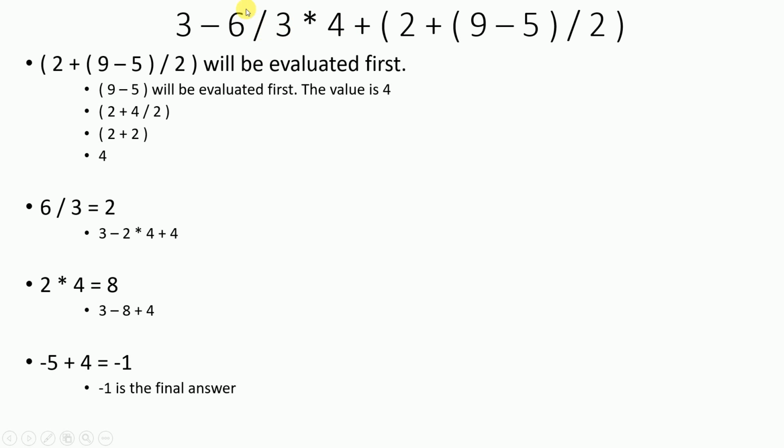Now 6 by 3 will be evaluated. Correct? Because it is on the left side. What is 6 by 3? Is 2. So 2 into 4 plus 4, and 2 into 4 has higher priority compared to subtraction and addition. 2 into 4 is 8, and 3 minus 8 plus 4, and 3 minus 8 is minus 5 plus 4 is minus 1. So we shall stop here. We shall continue in the next session.